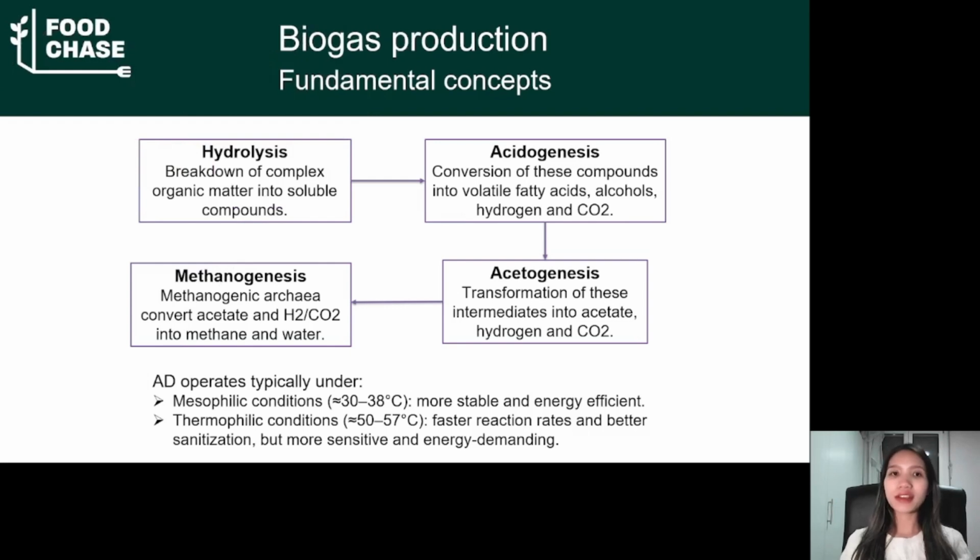The process includes four steps. The first step is hydrolysis, which is the breakdown of complex organic matter into soluble compounds. Then we have acidogenesis, which is the conversion of these soluble compounds into volatile fatty acids, alcohol, hydrogen, and carbon dioxide. Then we have acetogenesis, which is the transformation of these intermediates into acetate, hydrogen, and carbon dioxide.